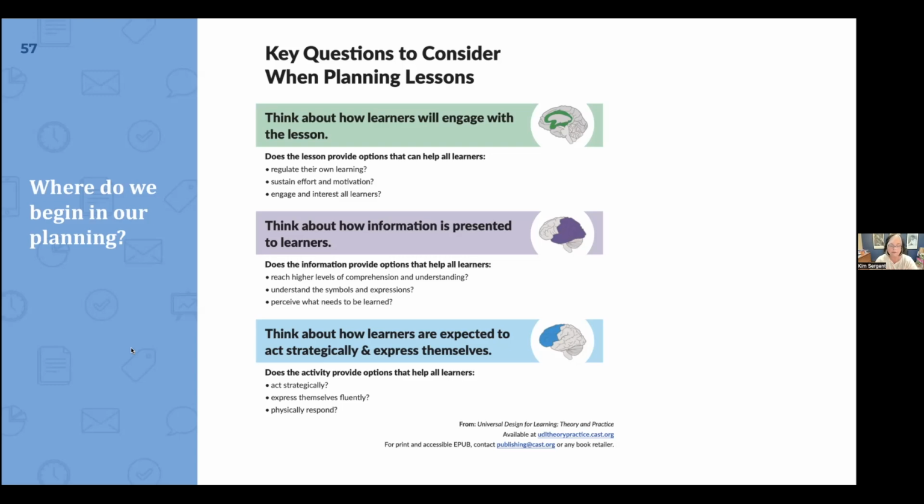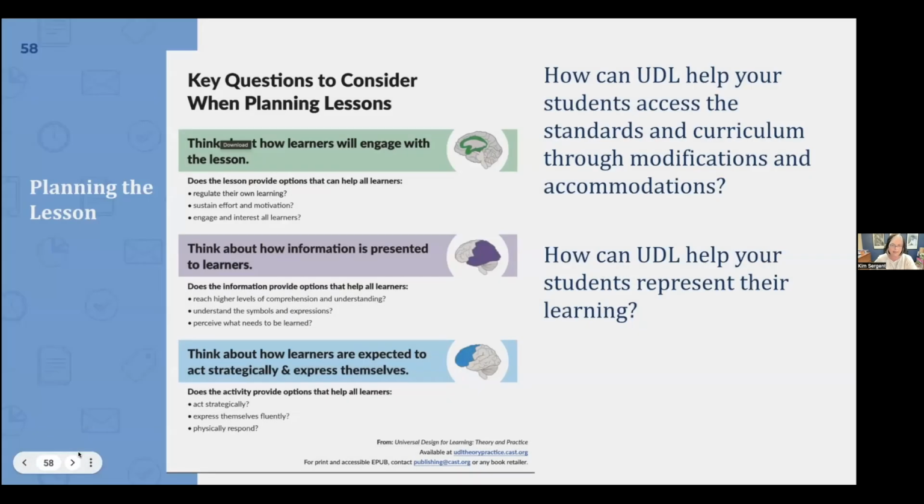And then you have those questions that will guide you through all of that. We've got less than 2 minutes, so going to this last slide here. The thing I want you to think about, I want to talk about it for 20 seconds here, so just shoot it in the chat or open up your mic. How can UDL help your students access the standards and curriculum through modifications and accommodations? And how can UDL help your students represent their learning?